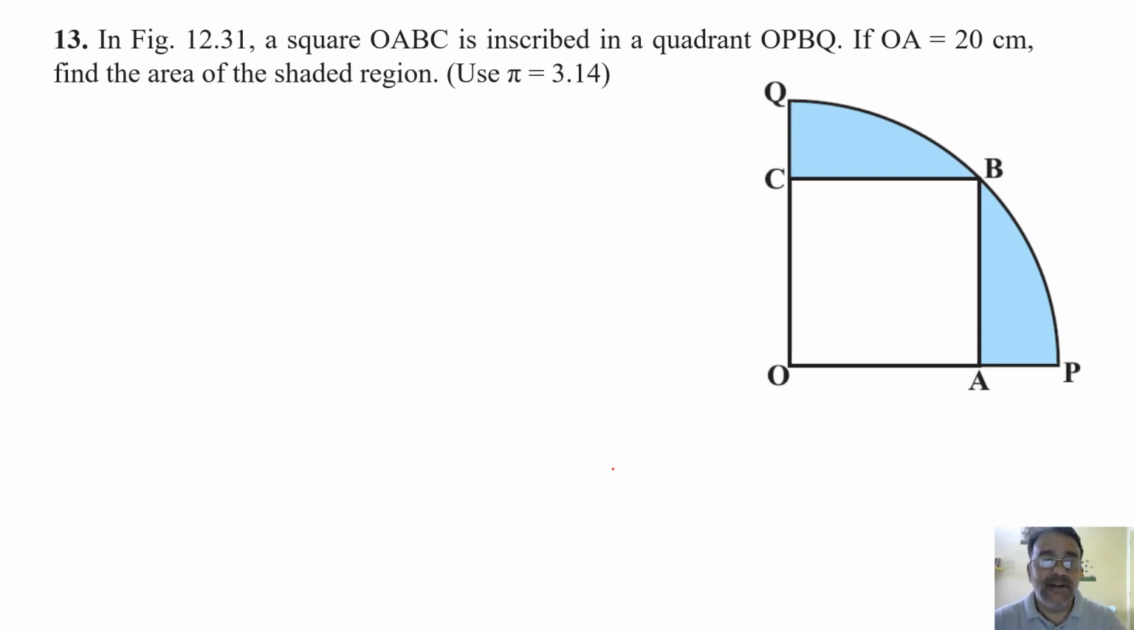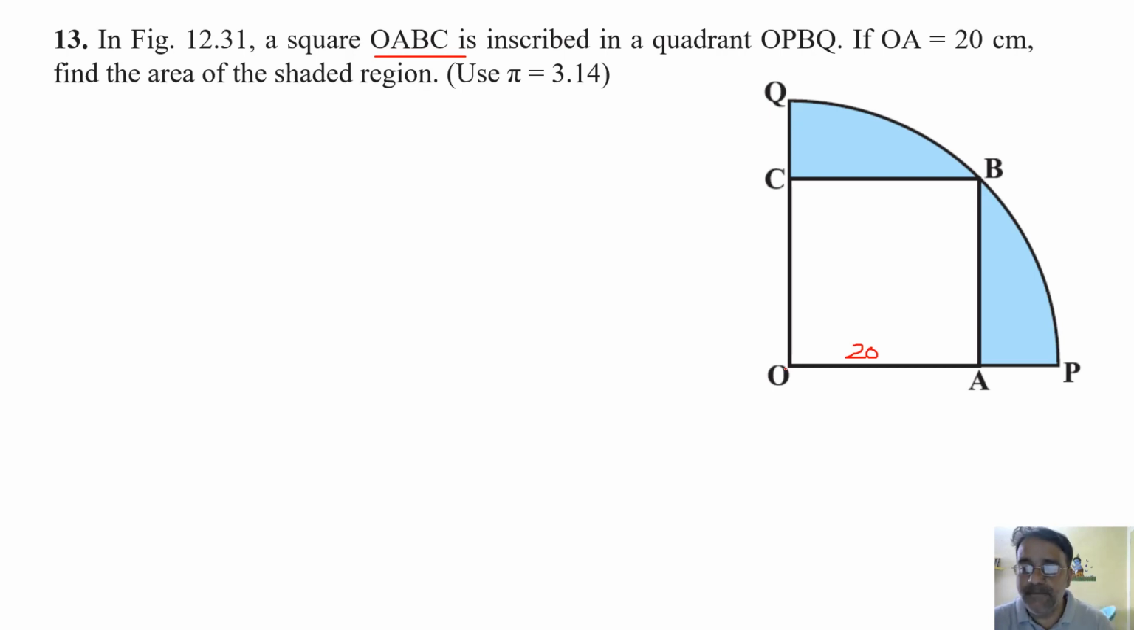In figure 12.31, a square OABC is inscribed, inscribed meaning drawn inside it, in a quadrant OPBQ. If OA is equal to 20 centimeter, find the area of the shaded region. So we have to subtract the square from the quadrant. But to find the area of the quadrant we should know the radius. So radius is not given.